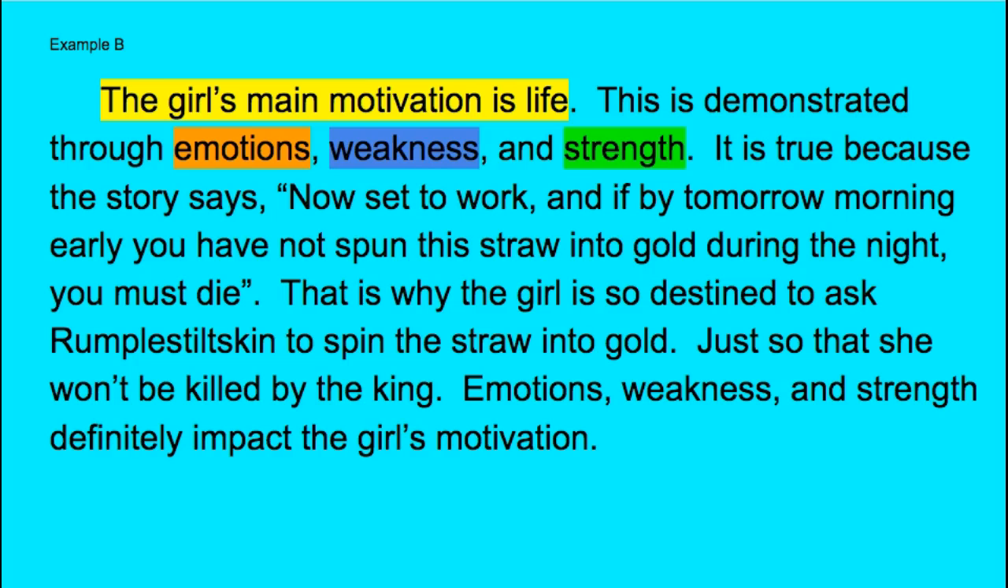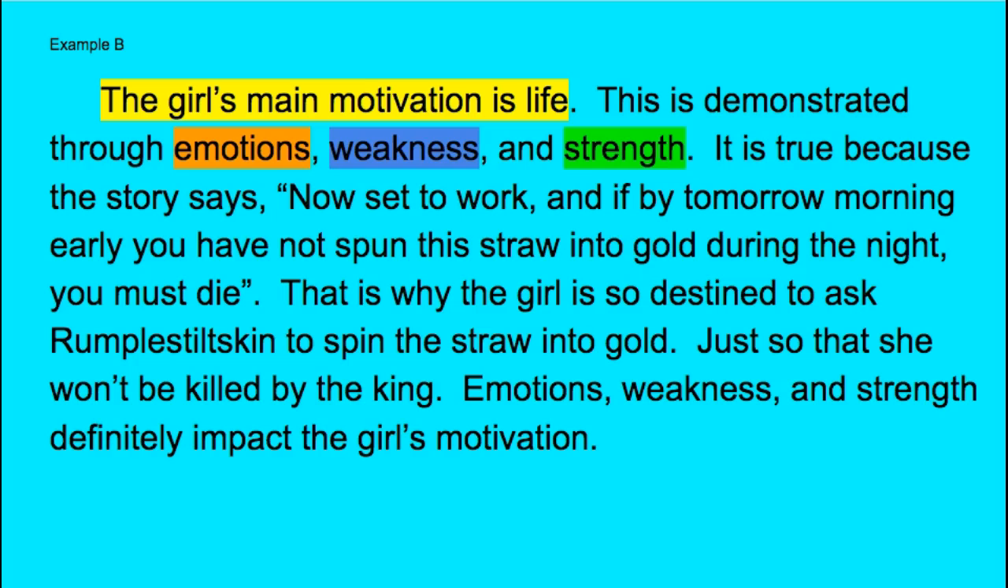The girl's main motivation is life. This is demonstrated through emotions, weakness, and strength. It is true because the story says, "Now set to work, and if by tomorrow morning early you have not spun this straw into gold during the night, you must die." This is why the girl is so destined to ask Rumpelstiltskin to spin the straw into gold, just so that she won't be killed by the king. Emotions, weaknesses, and strength definitely impact the girl's motivation.